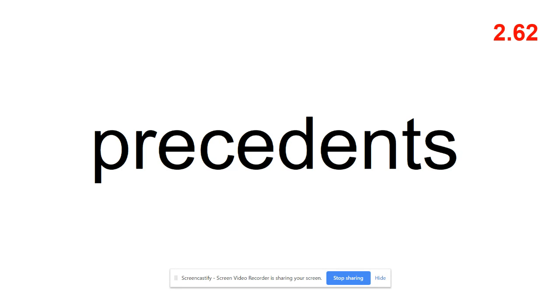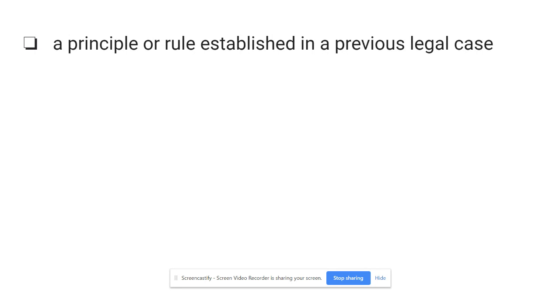So a precedent is a case that's been decided. And then for the future, you use that same idea or principle. Okay, so backside. So a principle or rule established in a previous legal case. Go ahead and write that down. At any time, remember to pause it if I'm going too fast. Principle or rule established in a previous legal case. All right, I'm moving on, so you might want to pause.